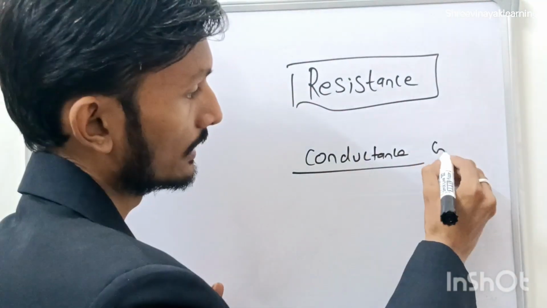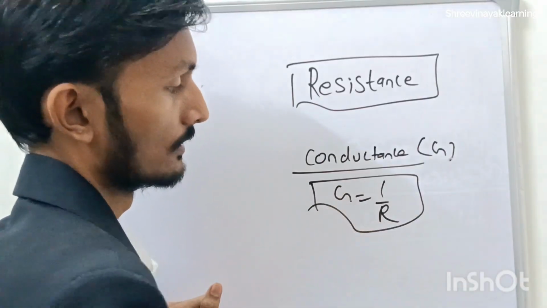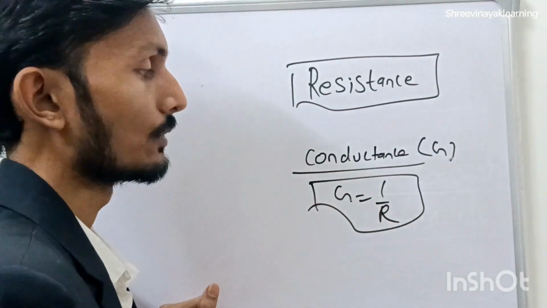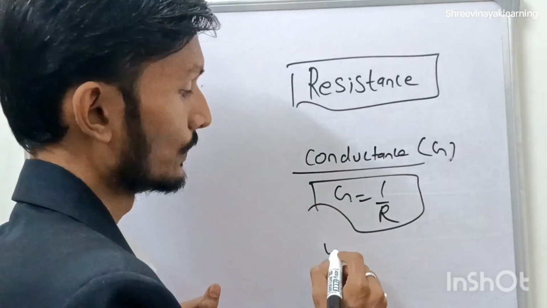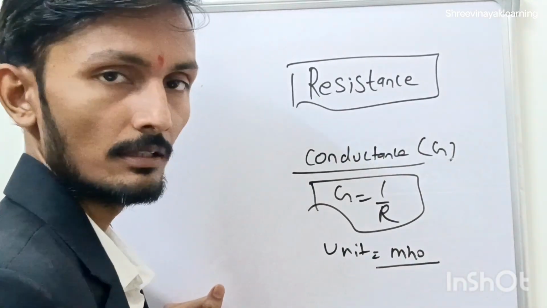Conductance is denoted by G, and it is basically the reciprocal of resistance. What is conductance? Conductance is the reciprocal of resistance, and its unit is mho. It's measured in mho. Clear?